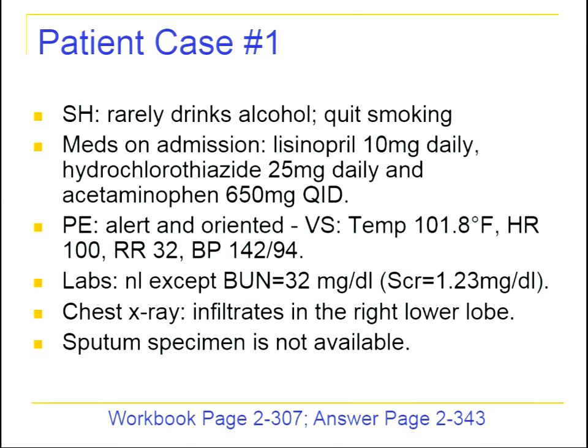He is alert and oriented, so he's not confused. His vital signs include an elevated temperature, an elevated heart rate and respiratory rate, and slightly elevated blood pressure. His labs are normal except for an elevated BUN. Serum creatinine is 1.23, slightly elevated as well. And on chest x-ray, the cornerstone for pneumonia, he has infiltrates in the right lower lobe. At this time, we don't have a sputum sample because he's just presenting, so we don't have any results from a sputum sample.